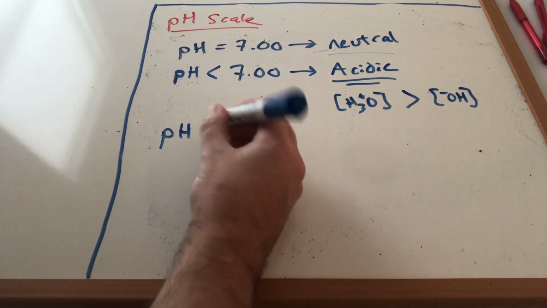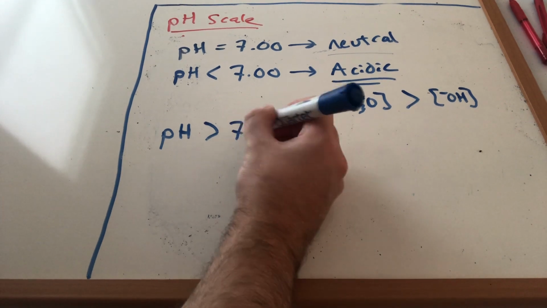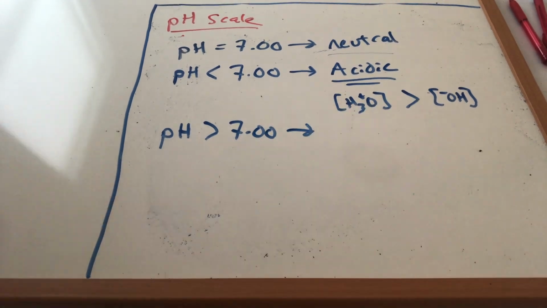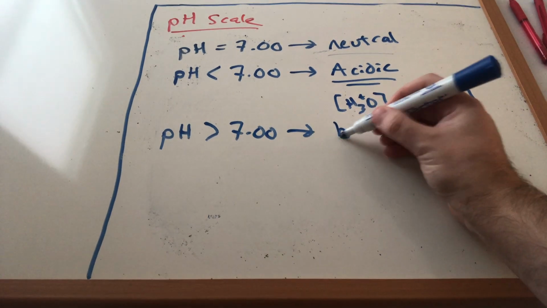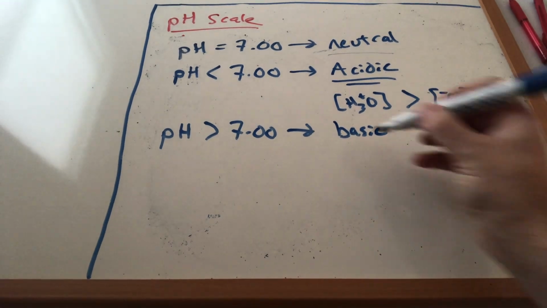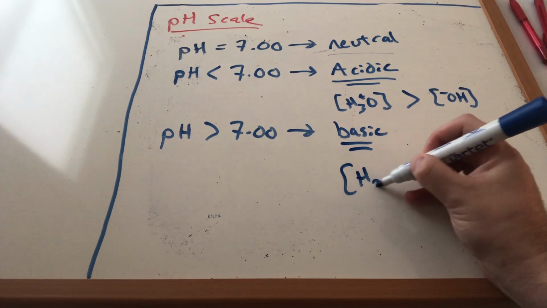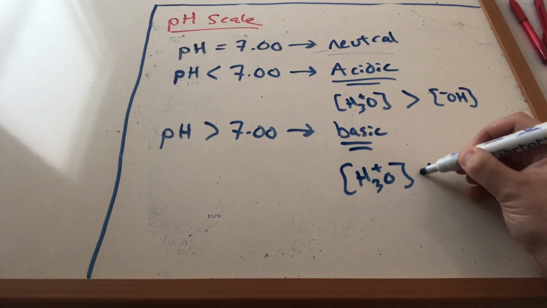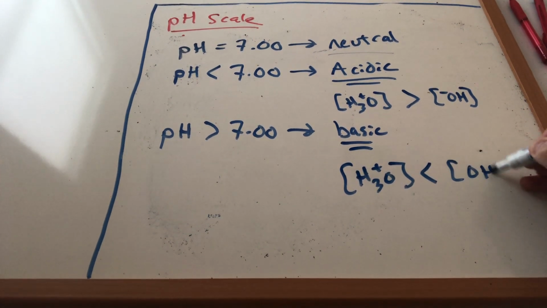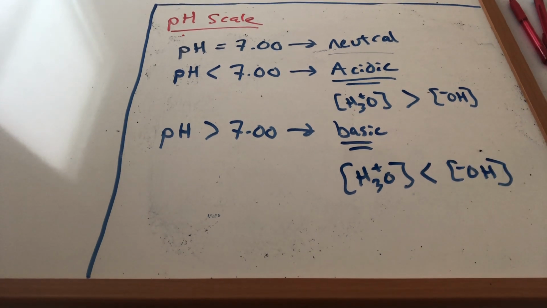When we have a pH that's greater than 7, those situations are going to be basic. Now, why are those basic solutions? That's because your H3O plus concentration is less than your OH minus concentration. Knowing this is incredibly important. We'll be able to decide whether something is acidic or basic based off the pH.